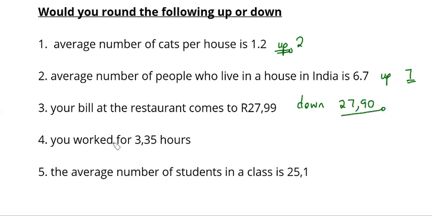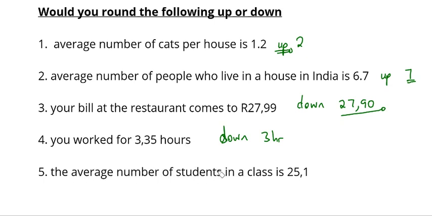Then here you worked for 3,35 hours. In this case here, you haven't worked at least half an hour. So if it was 3,5, we're going to go up. But in this case here, we're going to go down. So you're rounding down to 3 hours. We can't pay you for extra time that you haven't worked for. But if it was 3,5, then we can actually go up to 4.